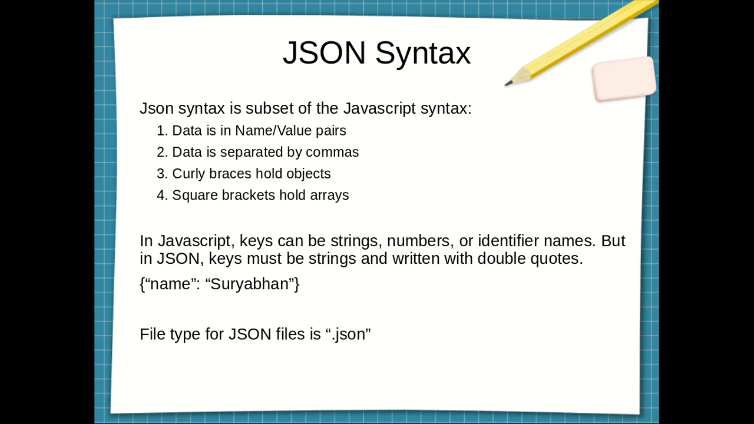In JavaScript, a key can be a string, number or identifier name, but in JSON keys must be strings and written with double quotes. For example, name, as I have given, Suryavan, both in double quotes. And if we are storing or reading data from any JSON file, the format of that file is supposed to be JSON.